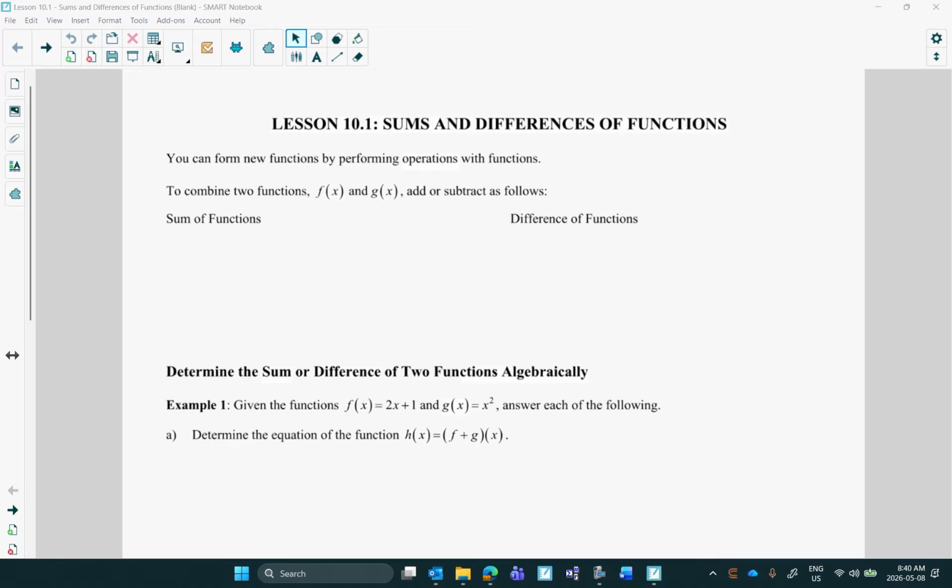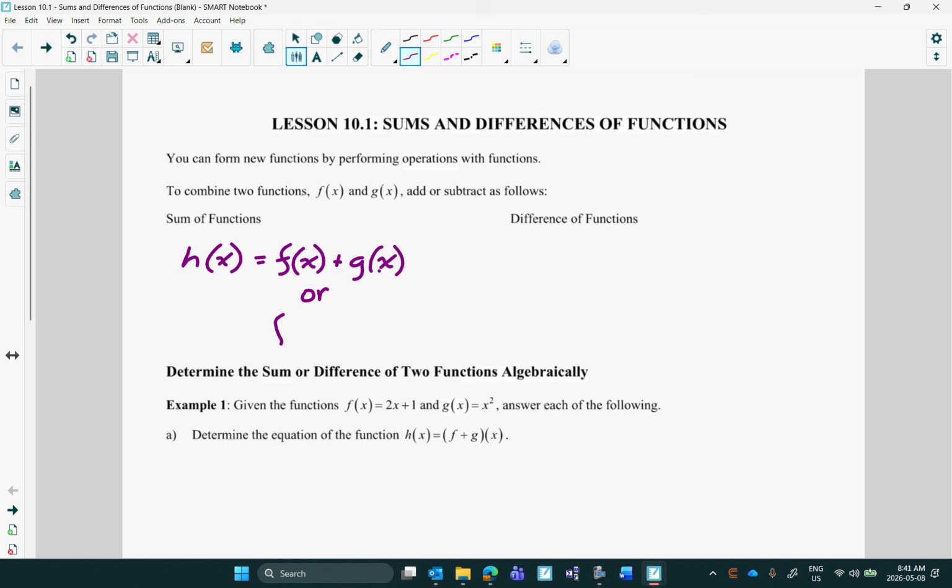So if we've got two functions, one called f of x, one called g of x, okay? If we want to add the functions, we create a new function called h of x, and all you do is you add the function f of x to the function g of x. So you'll see it look like that. Or sometimes it looks like this. They mean the same thing. So when you see that notation, you are asked to add two functions together.